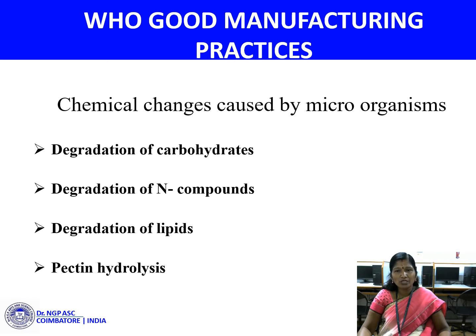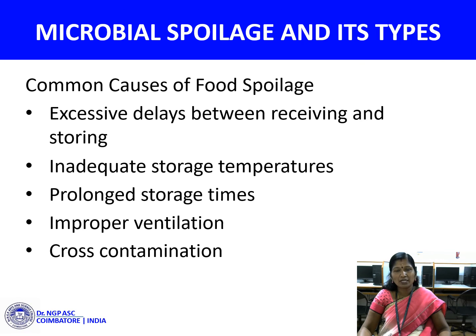What are the chemical changes caused by the microbes? The chemical changes caused by microbes are degradation of carbohydrates, degradation of N compounds, degradation of lipids, and pectin hydrolysis. So these are the chemical changes that take place during food spoilage. And what are the common causes of food spoilage? Excessive delays between receiving and storing, inadequate storage temperatures, prolonged storage times, improper ventilation, and cross-contamination. These are the five main causes of food spoilage that we have to keep in mind.